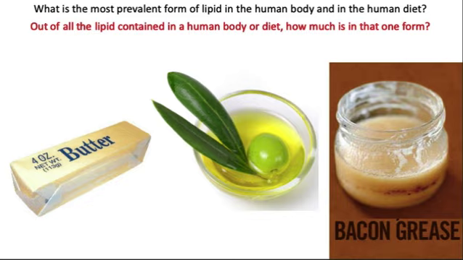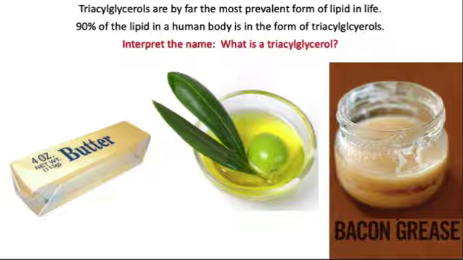Okay, I hope you've done that. It's real important to pause and answer these questions to get a feel for where you're at. I do think quite a few of you probably know that triacylglycerols are by far the most prevalent form of lipid. In fact, about 90% of the lipid in your body is triacylglycerols. They're extremely prevalent. For that matter, butter, olive oil, bacon grease, they're comprised almost completely of triacylglycerols. There might be some water mixed in, but 99% of the lipid in these greases and oils is triacylglycerol.